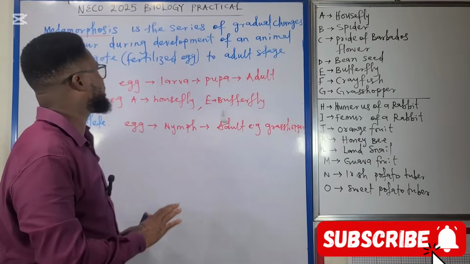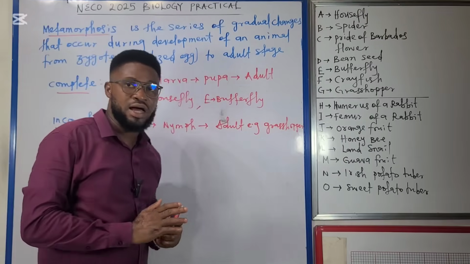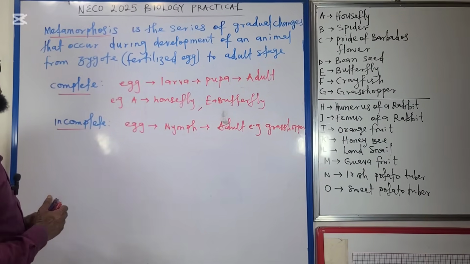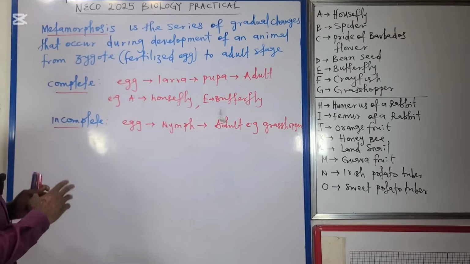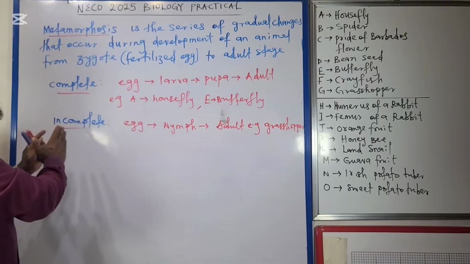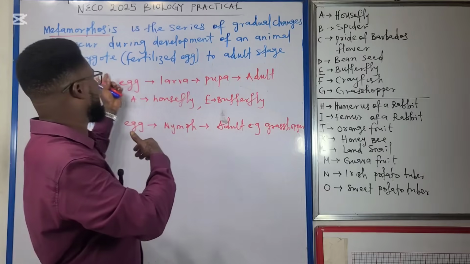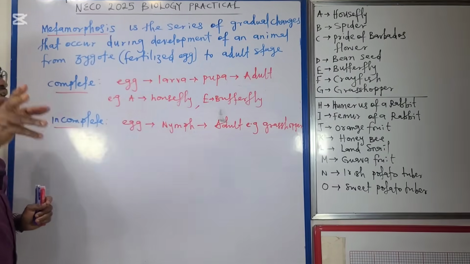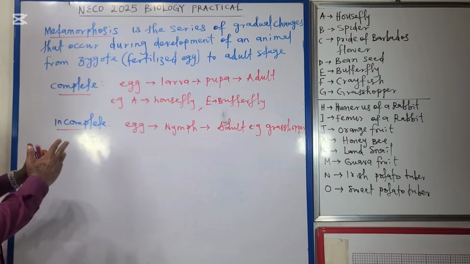Worthy of note is the concept of metamorphosis. You know, in the development of an animal, of organisms, there is what is called metamorphosis. It is the series of gradual changes that occur during development of an animal from zygote, that's from the moment when the egg is fertilized till the animal grows to the adult stage. And we have two types of metamorphosis: complete and incomplete metamorphosis.